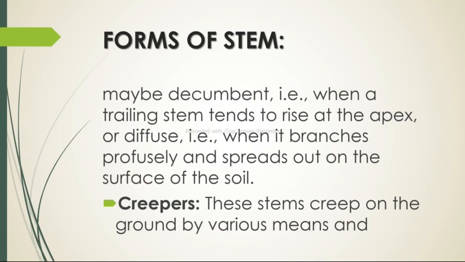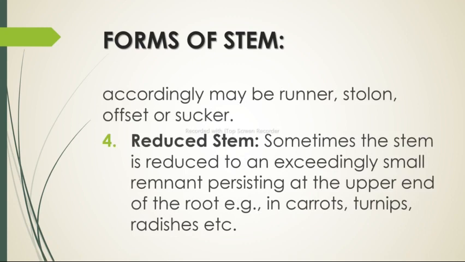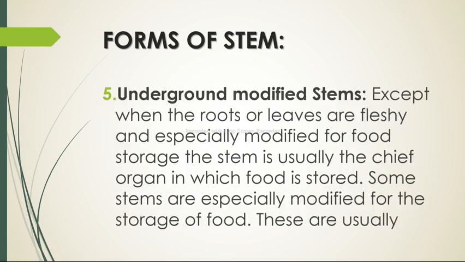And the next type is the creepers. These stems creep on the ground by various means and accordingly may be runner, stolon, offset, or sucker. So the fourth type is reduced stem. Sometimes the stem is reduced to an exceedingly small remnant persisting at the upper end of the root, for example in carrots, turnips, and radishes, etc.